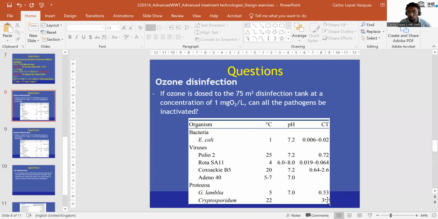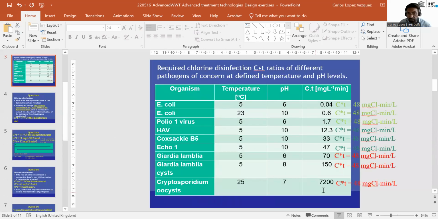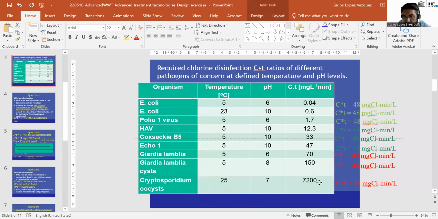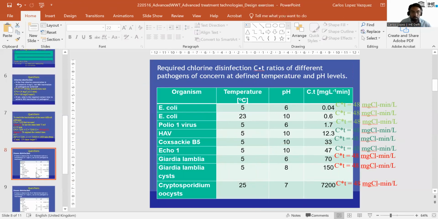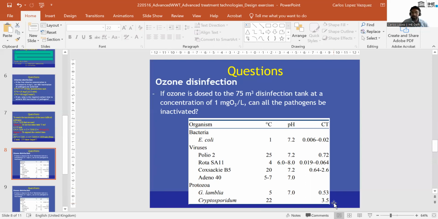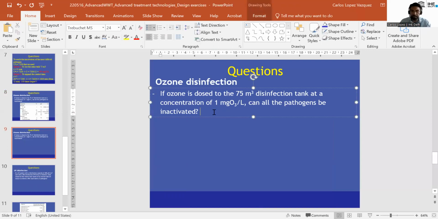This CT for ozone is lower. When we use chlorine, the CT for Cryptosporidium is 7,200. Now with ozone, because ozone is much stronger, we need a CT value of 3.5. What does it mean? Let's calculate it, using the same approach.